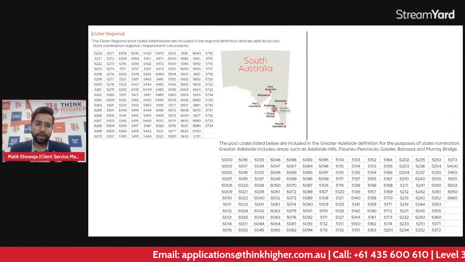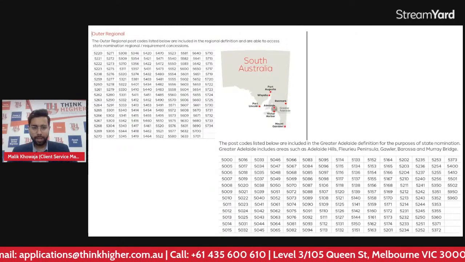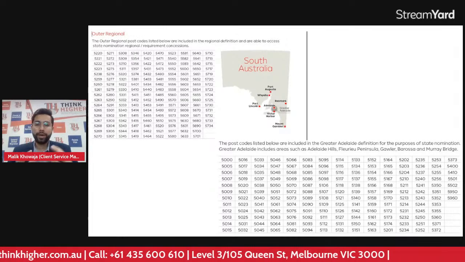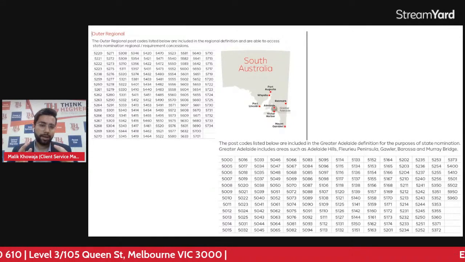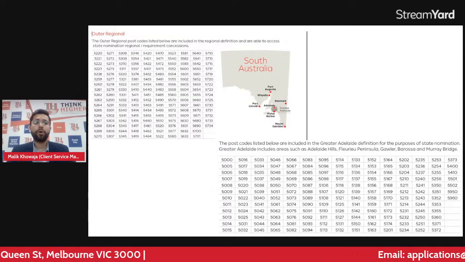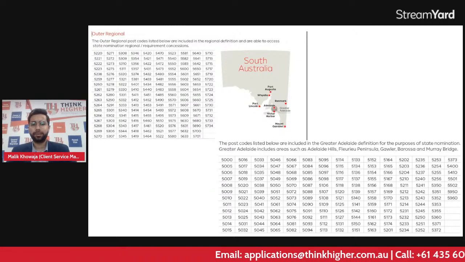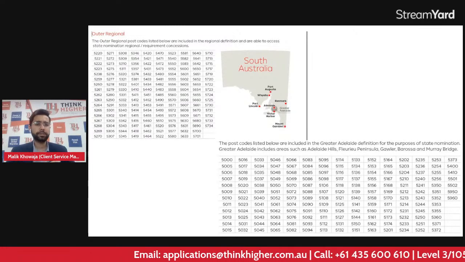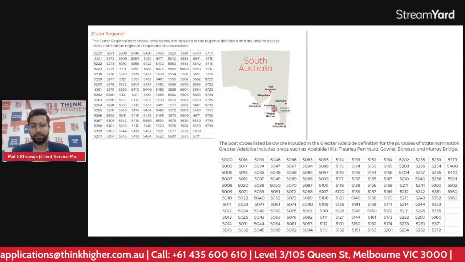Let's go to the next slide to see what regions come under the outer region of South Australia. So here you can see South Australia is divided into two parts. One part is called Greater Adelaide. Those regions that are in the city of Adelaide or nearby Adelaide come under the Greater Adelaide region. Those regions that go beyond that come into the outer region of South Australia.